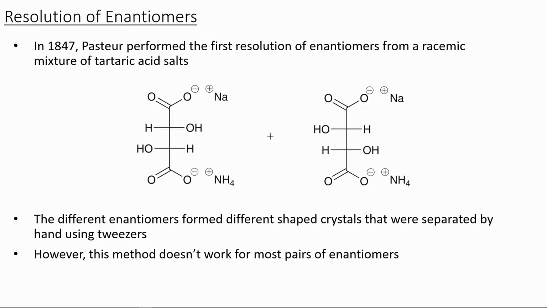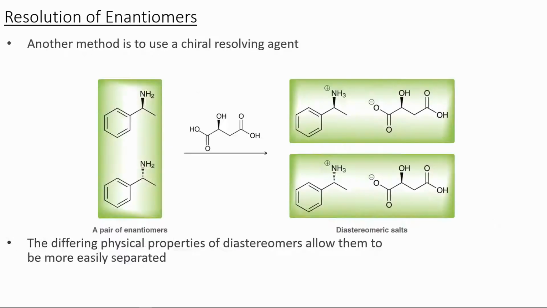So, for example, the first resolution of enantiomers, so resolution is a term we use for separation of enantiomers, was done by Pasteur for tartaric acid. And he actually was able to do this with tweezers because the crystals that they formed were different. But this was a very rare case, and it's not common that you'll be able to physically separate the molecules from each other based on their crystals.